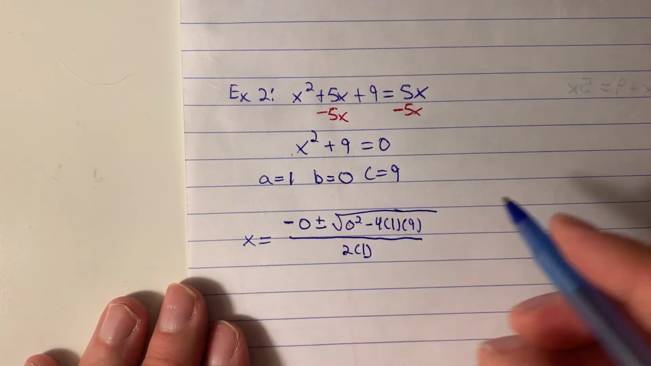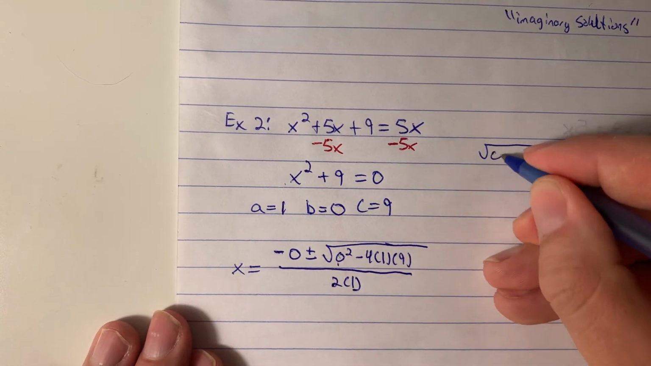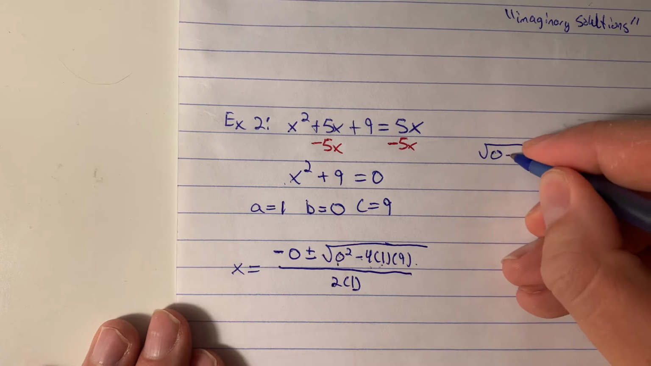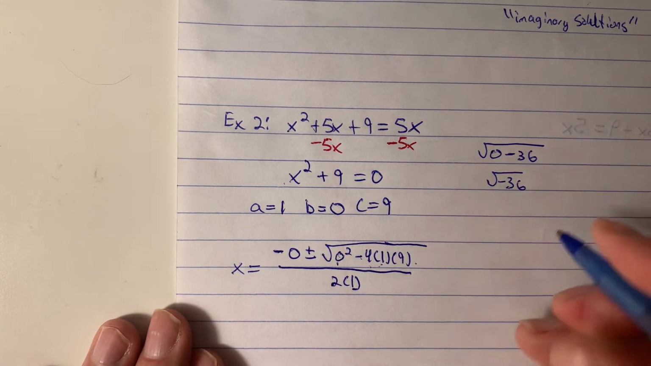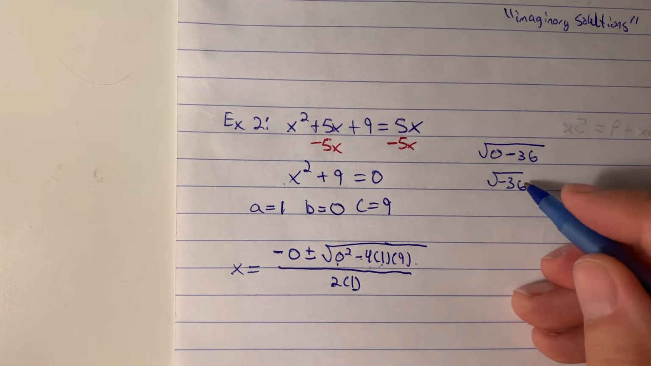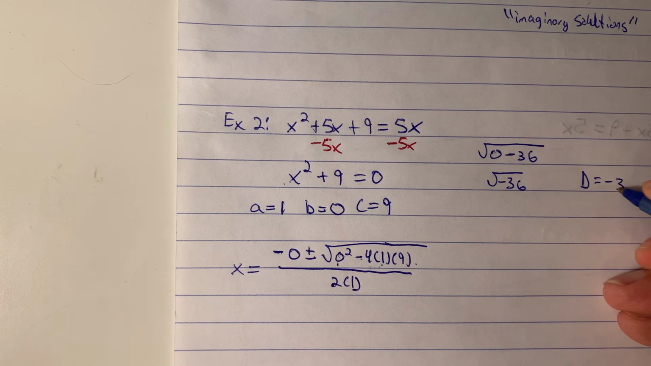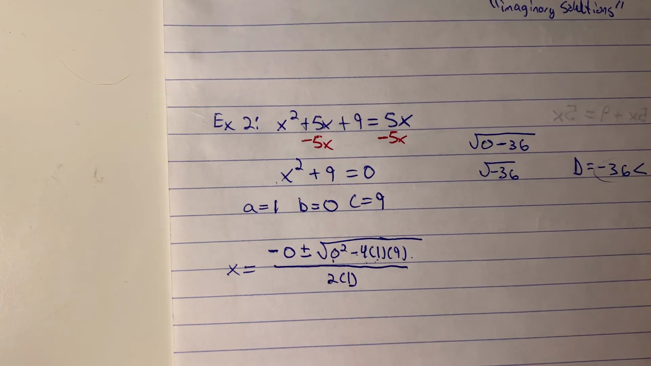And let's simplify the radical off to the side here. So we've got square root of 0 squared is 0. Negative 4 times 1 is negative 4, and negative 4 times 9 is negative 36. 0 minus 36 is negative 36, and we can see right away that the discriminant is the number that's inside the square root. Notice that the discriminant doesn't have the square root with it, it's just the number inside of the square root, and that is less than 0.